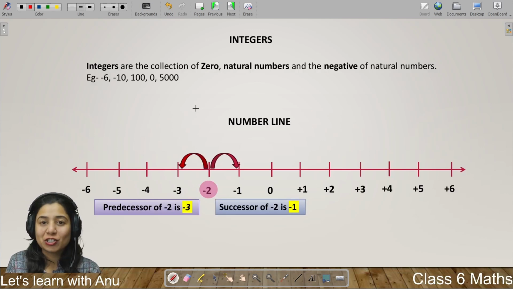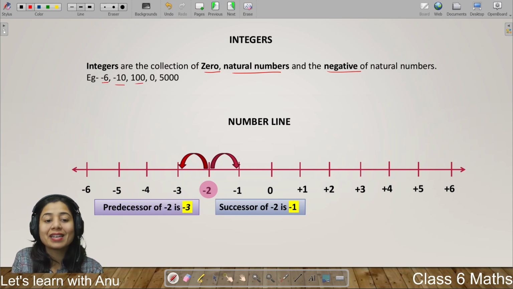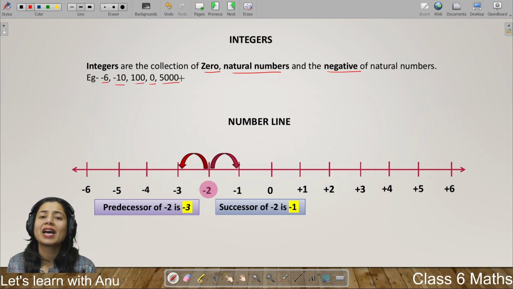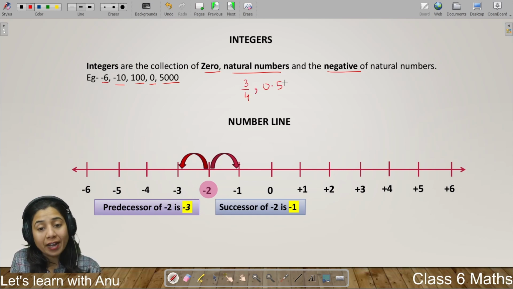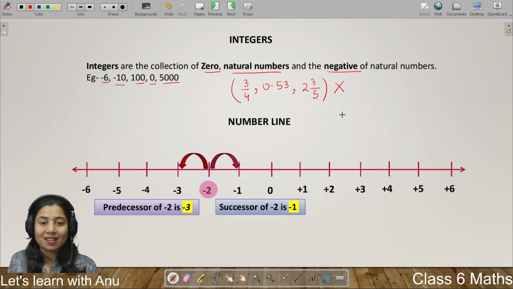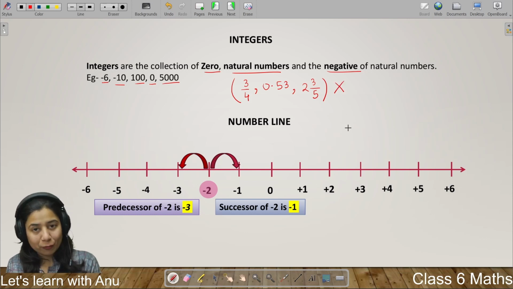Let's define integers first. Integers are the collection of zero, natural numbers and the negative of natural numbers. For example, we have -6, -10, 100, 0, 5000 and so on. All are integers. Then a very important point to remember is that fractions like 3 by 4 or decimal numbers like 0.53 or mixed numbers like 2 3 by 5, they are not integers, class, right? We should be very careful about this.